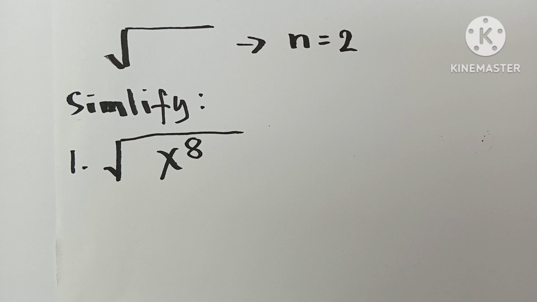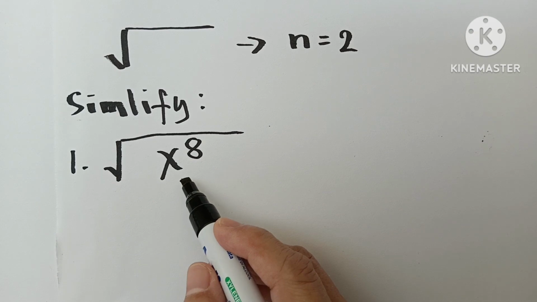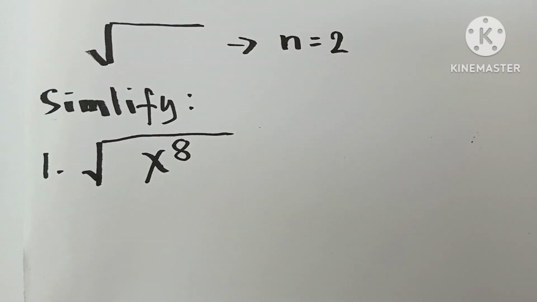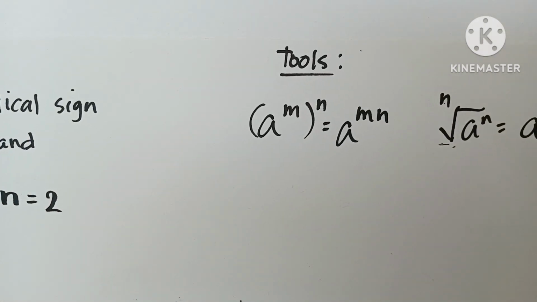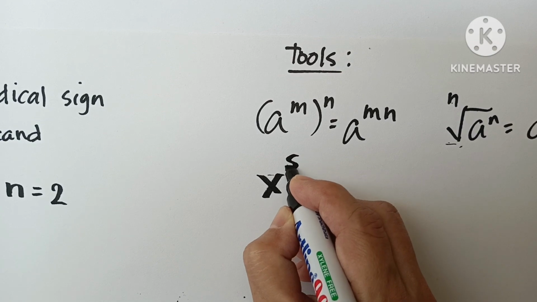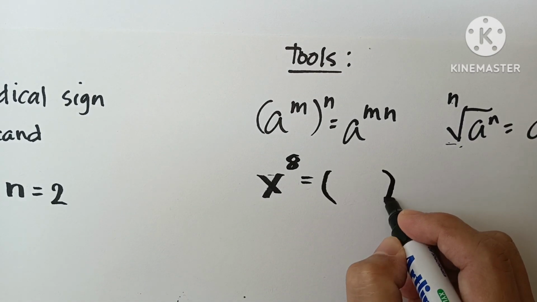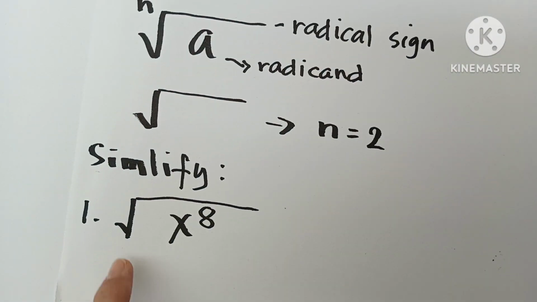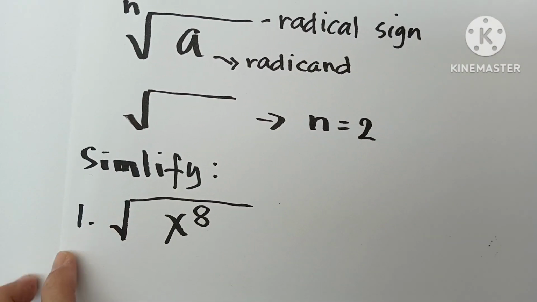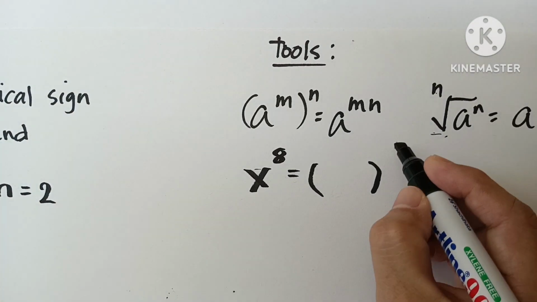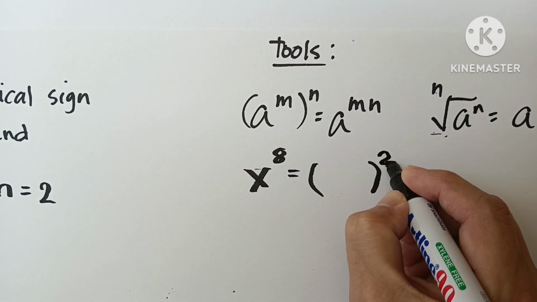By the way, when there is no index on the radical sign, it is understood to be equal to 2. So how do we simplify the square root of x to the 8? First, we transform x to the 8 to a power form such that n is equal to 2. Now, why is n equal to 2? Well, because our index is equal to 2, right? So, since n is equal to 2, we square it.